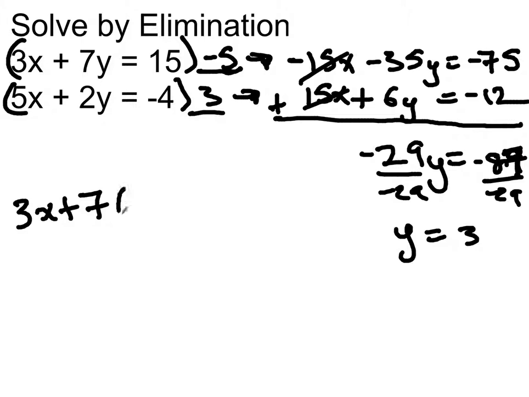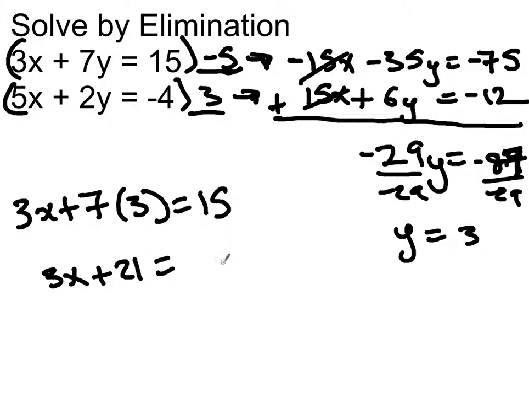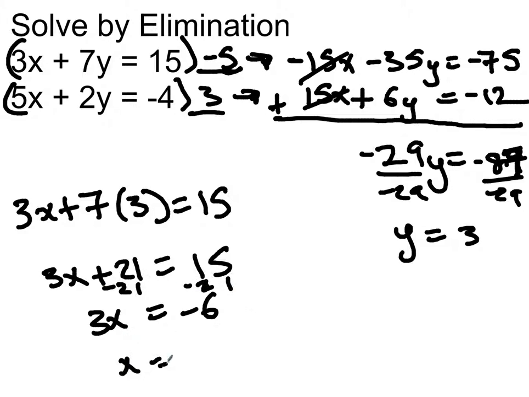3x plus 7y, well y is 3, equals 15. So 3x plus 21 is equal to 15. 3x is equal to negative 6 if you subtract 21 from both sides. So x is negative 2. So here's our solution, negative 2 comma 3.